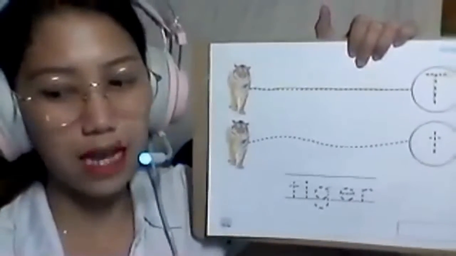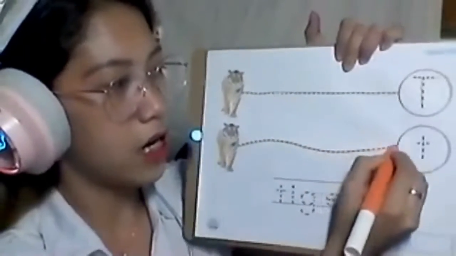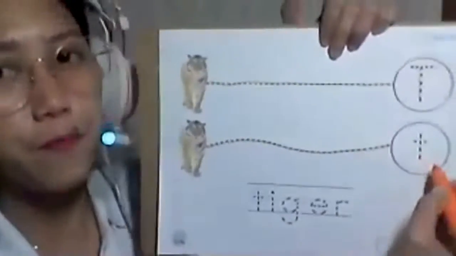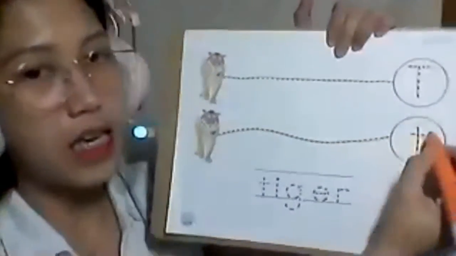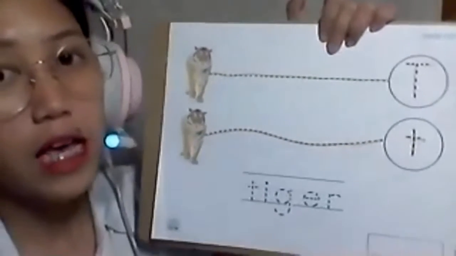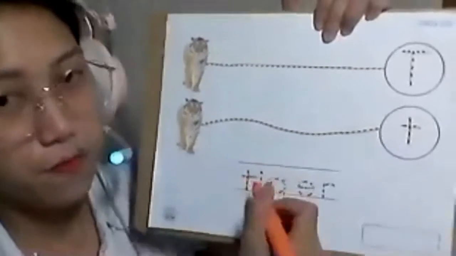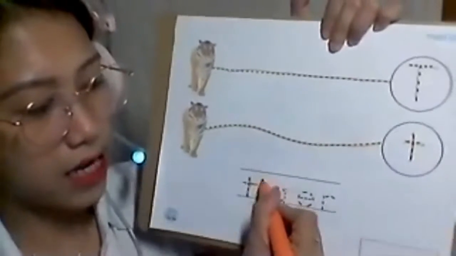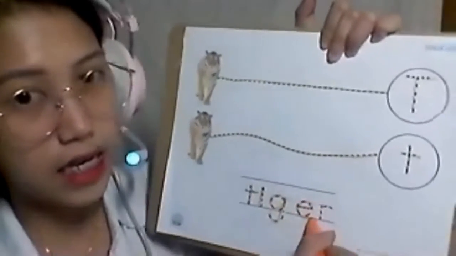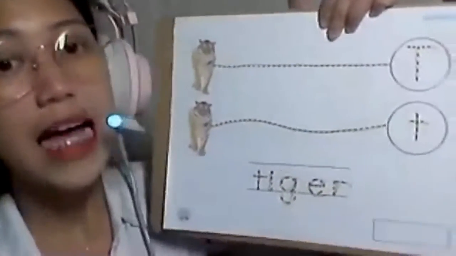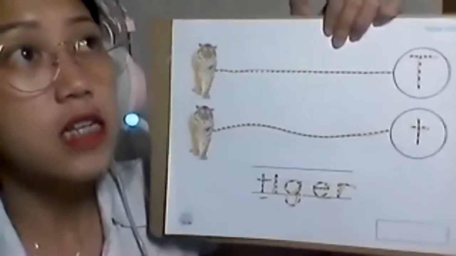And how about the next one? Let's bring the tiger and let's trace the lowercase letter T. And always remember the letters for the word tiger is T, I, G, E, R. Tiger. And tiger begins with the letter T, T, tiger.